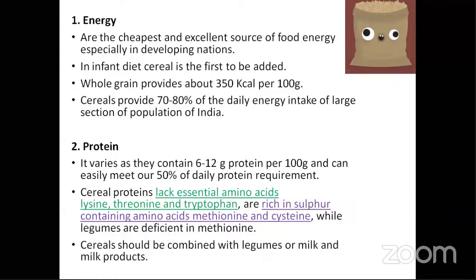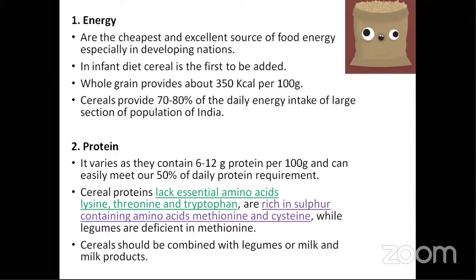Then the next thing is protein. They contain around 6 to 12 gram, or 6 to 15 gram, of protein per 100 gram, and they are able to meet around 50% of our daily protein requirement. One important thing about cereals is that they lack the essential amino acids lysine, threonine, and tryptophan. This is very important and it is usually asked in the exam. They lack these essential amino acids, but they are rich in sulfur containing amino acids, that is methionine and cysteine.